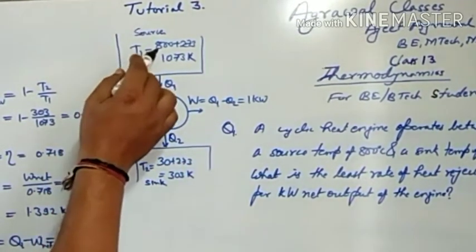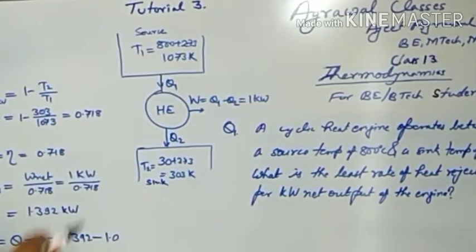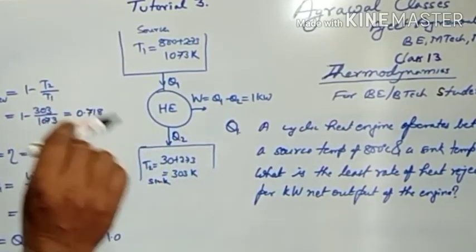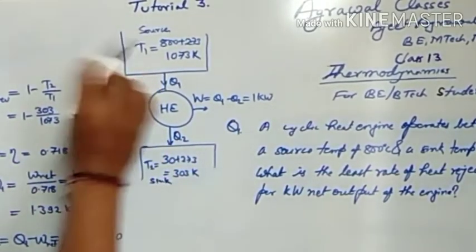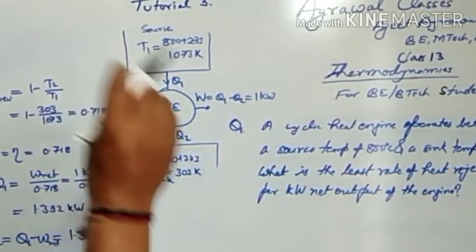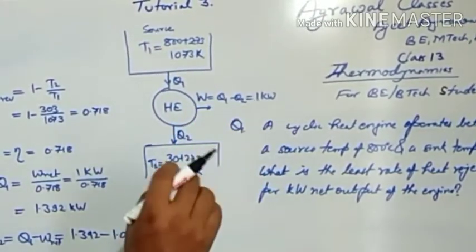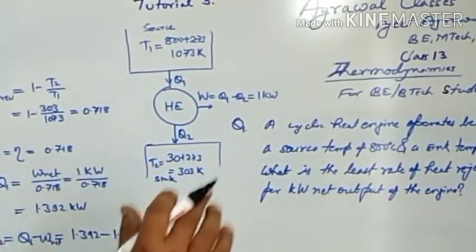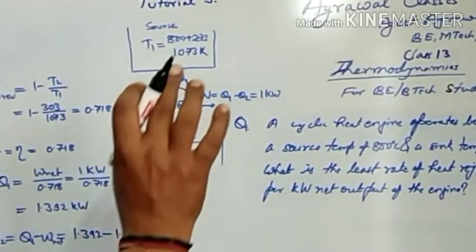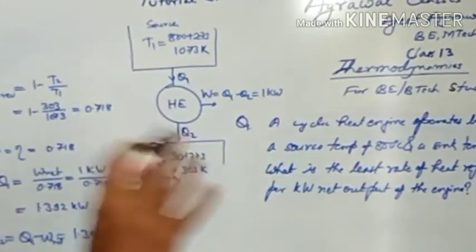The temperature T1 is given as 800 degrees centigrade. Remember here, whenever we are applying the Carnot cycle, we are applying the temperatures in Kelvin, because when we define the thermodynamic temperature scale, at that time the temperature was taken as in Kelvin, which is the minimum possible. The value of the Kelvin temperature is 0.